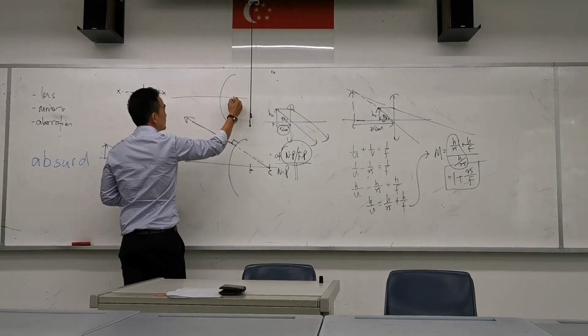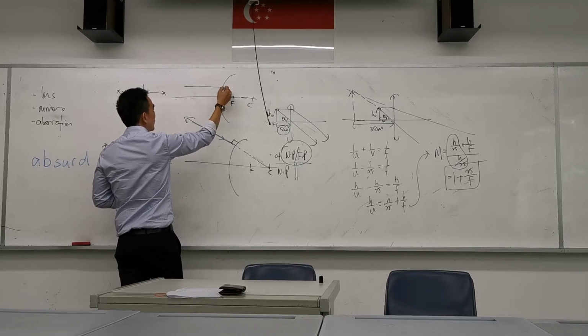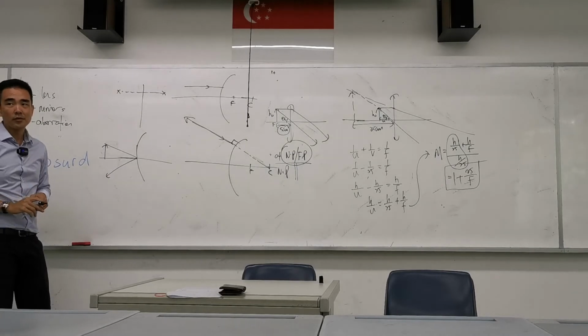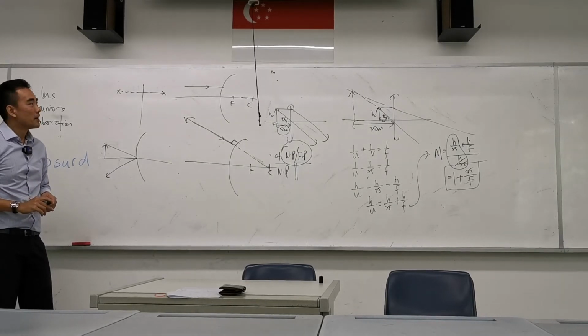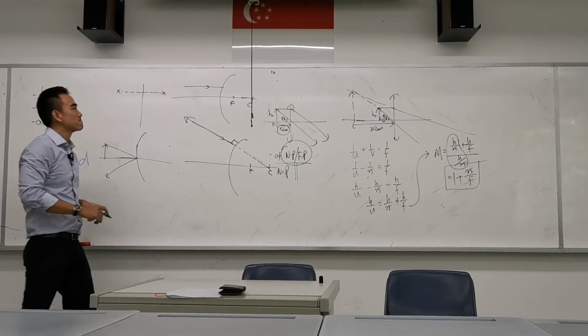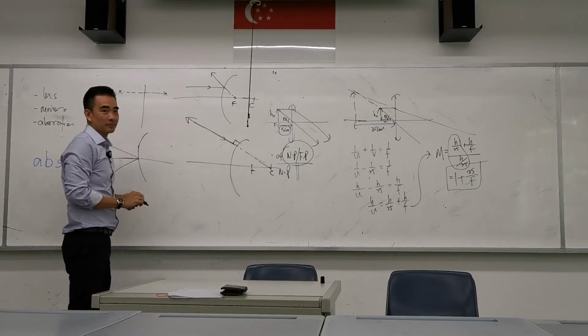What if this is F, this is C? What if I were to have a ray that goes like this? F is the principal focus. I'll talk a little bit more about that later. Is it a mirror or is it a lens? It's a mirror that can focus. So can you see? I will explain to you why it goes like this.